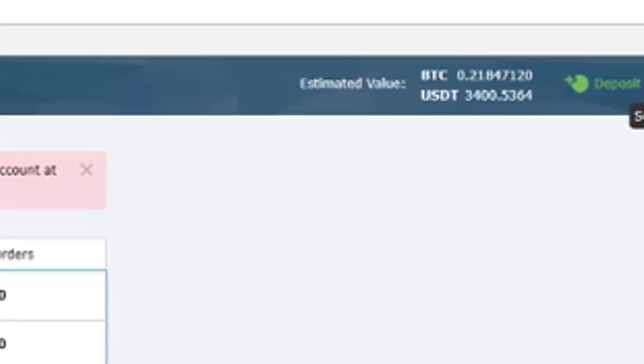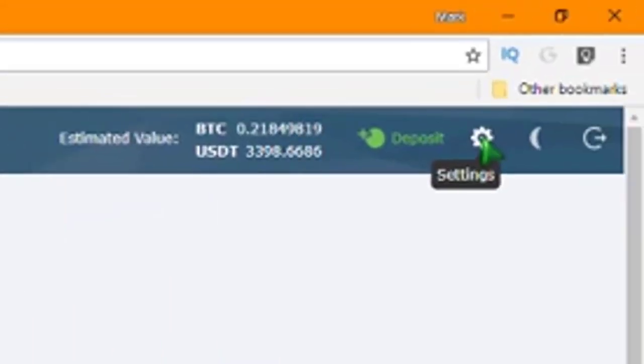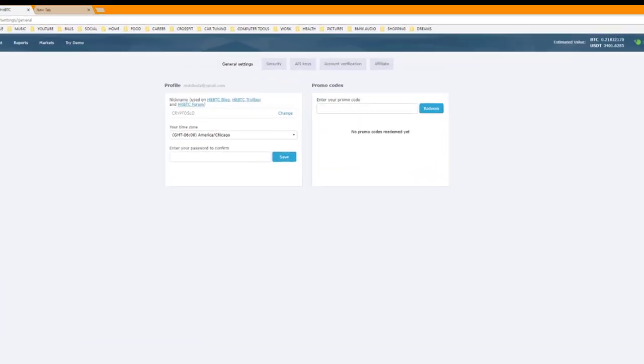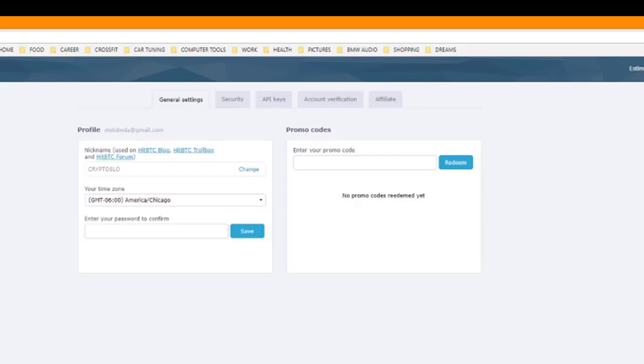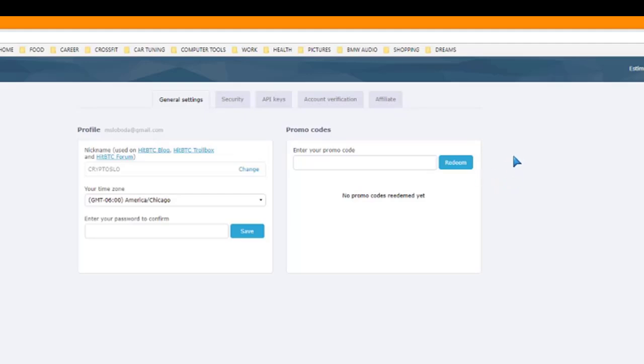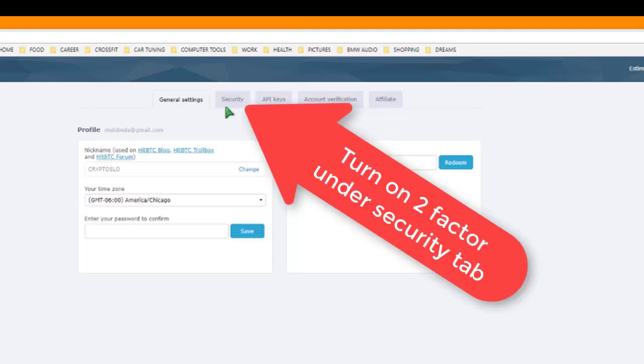So then also the little gear, that is your settings box, and when you click on settings, something to note, HITbtc has a great layout, but it does crash quite often. I haven't had login problems, but whenever there's a big frenzy on a new hot coin, it does seem to get a little crazy. But so far, ultimately, the withdrawals and stuff always come back. So profile security is where you turn your two-factor on, all that monkey business.